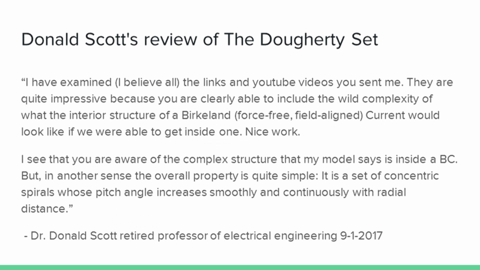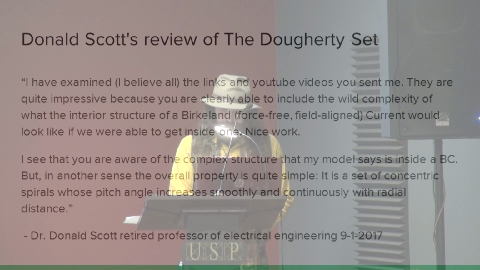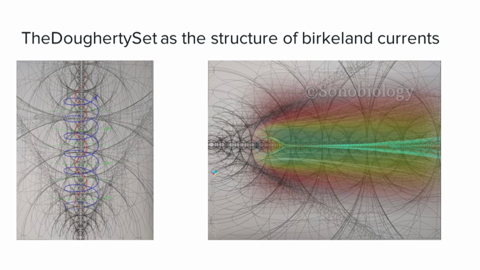I see that you are aware of the complex structure that my model says is inside a Birkeland current, but in another sense, the overall property is quite simple. It is a set of concentric spirals whose pitch angle increases smoothly and continuously with radial distance. That was in 2017: the Dougherty set as the structure of Birkeland currents.